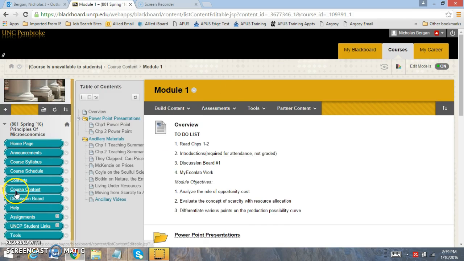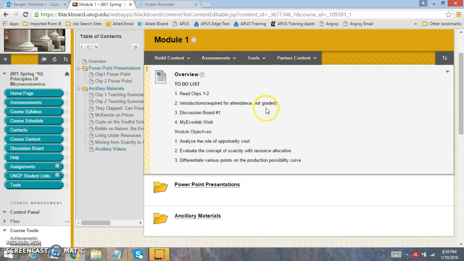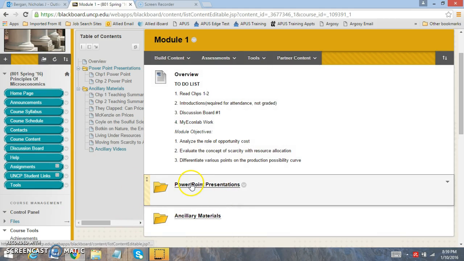If you click under Course Content, you go to Module 1. Here is the to-do list. This is just taken from the syllabus. Here are the module objectives right here. I have the PowerPoint presentations for you, and I also have ancillary materials for you as well.